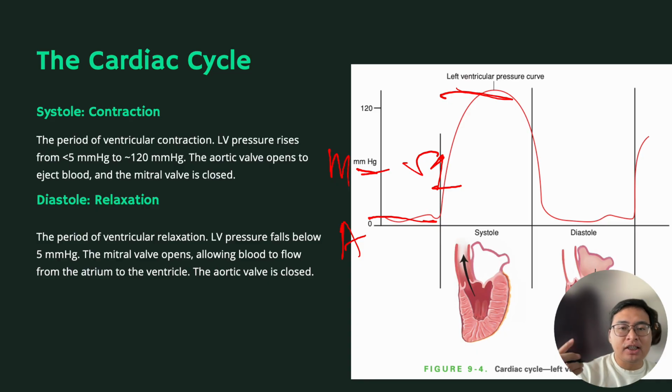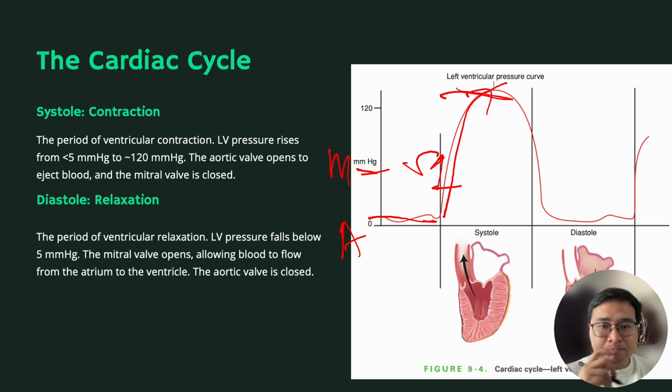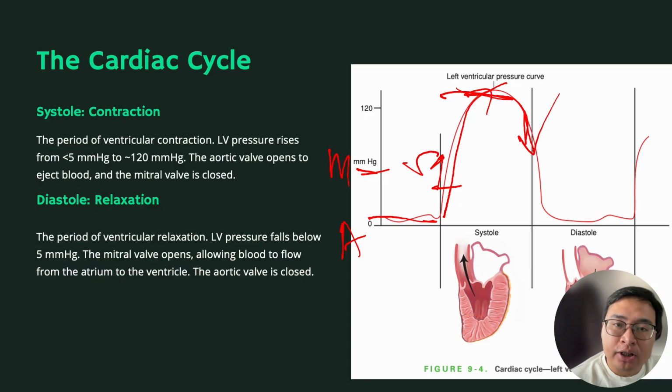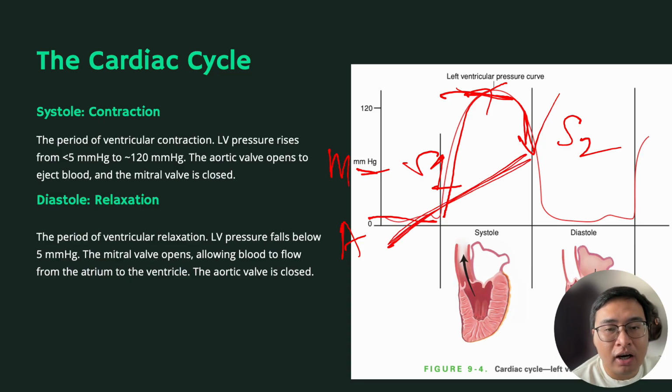Okay? Eventually, as the blood coming from inside the left ventricle is expelled, naubos na yung nilalabas na blood from the left ventricle, mag-start na siyang bumaba. And once the aortic pressure exceeds the left ventricular pressure, the aortic valve is going to close. And when that happens, that's called the second heart sound, which corresponds to the closure of the aortic valve. Right? So, remember that, systole and diastole.